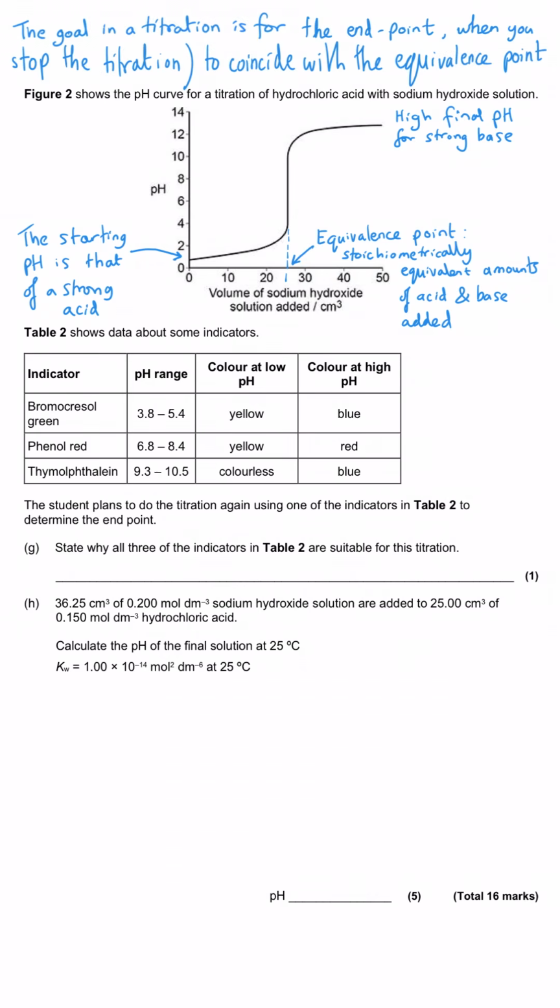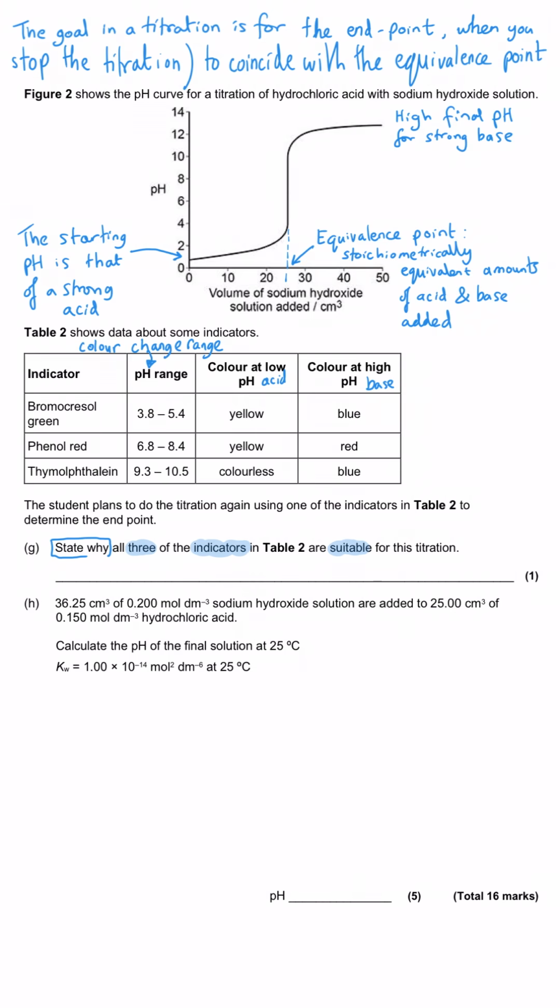And then table 2 shows some data about indicators. We've got 3 different indicators, and we're told the pH range over which they change colour. And then we've got the colour in low pH and the colour in high pH for each of them. And the student is planning to do the titration again using an indicator to determine the endpoint, presumably rather than the pH probe. And we're asked to state why all 3 indicators are suitable for this titration.